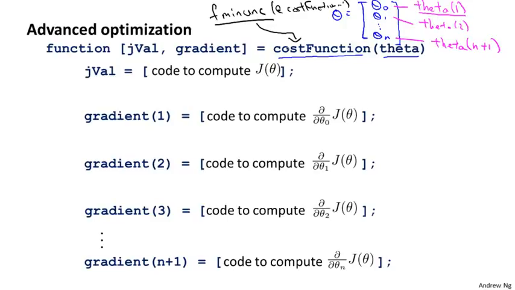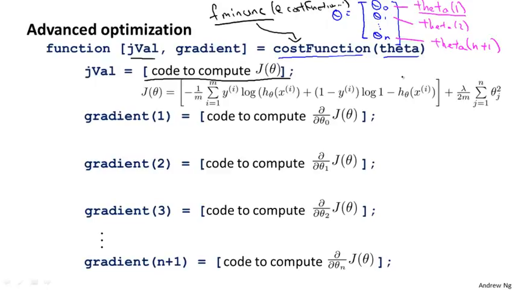So the two main things that the cost function needed to return were, first, jVal, and for that we need to write code to compute the cost function J of theta. Now when we're using regularized logistic regression, of course the cost function J of theta changes, and in particular now our cost function needs to include this additional regularization term at the end as well. So when you compute J of theta, be sure to include that term at the end.